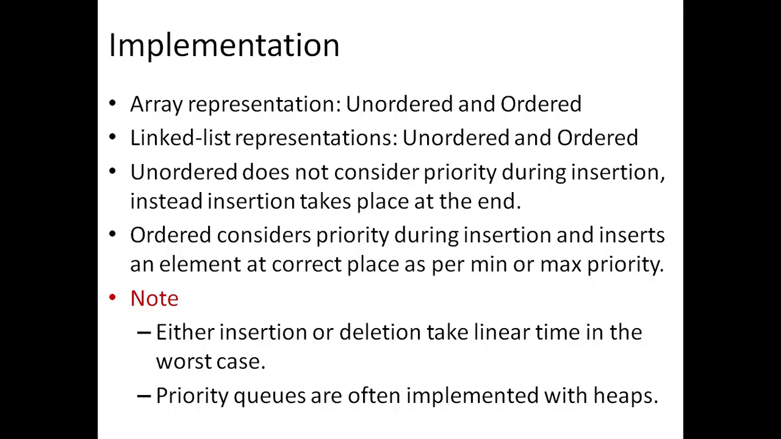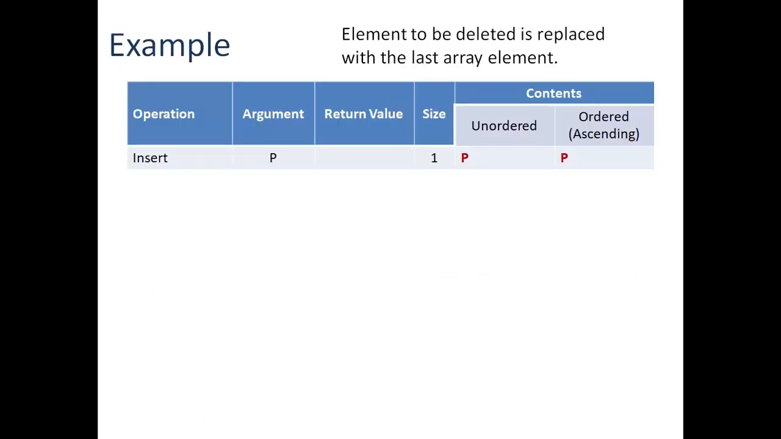Though priority queues can be implemented in this way, they are optimally implemented using a heap data structure, which will be covered later in this course. So here we are skipping the implementation details of the priority queues either using arrays or using linked lists. Let's have a look at an example now, and with this, we are going to end this session.